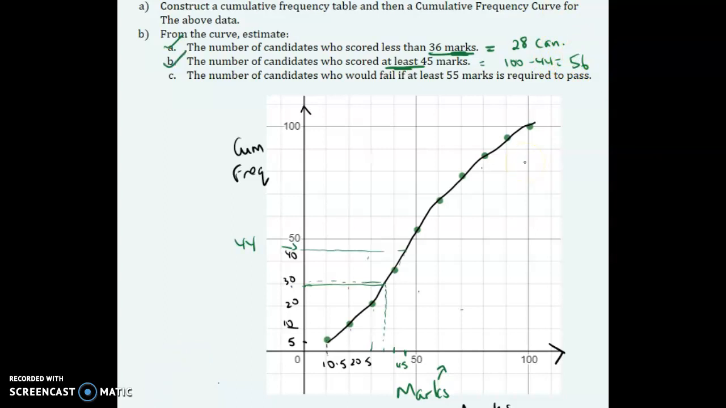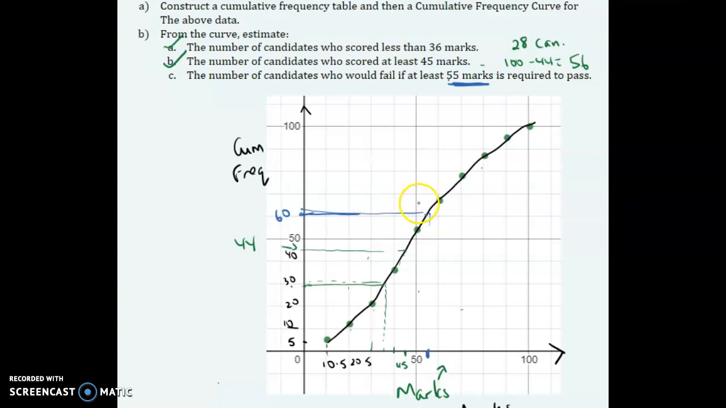So this last part now says the number of candidates who would fail if at least 55 marks were required for it to pass. So again, if you're asking for 55 marks here, guys, we have to look for 55 on the x-axis and come up here to the curve, and then come across to the y-axis, right? Now, when I do that, if you do it on your graph paper, you might get a more specific answer than me, but my estimate is around 60 candidates. Now, what is that 60 telling me? That 60 is telling me that 60 persons scored 55 marks or less.